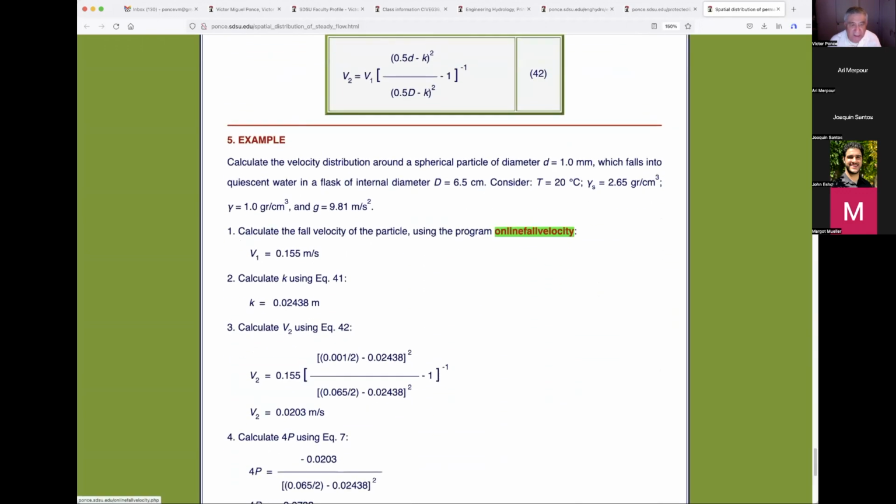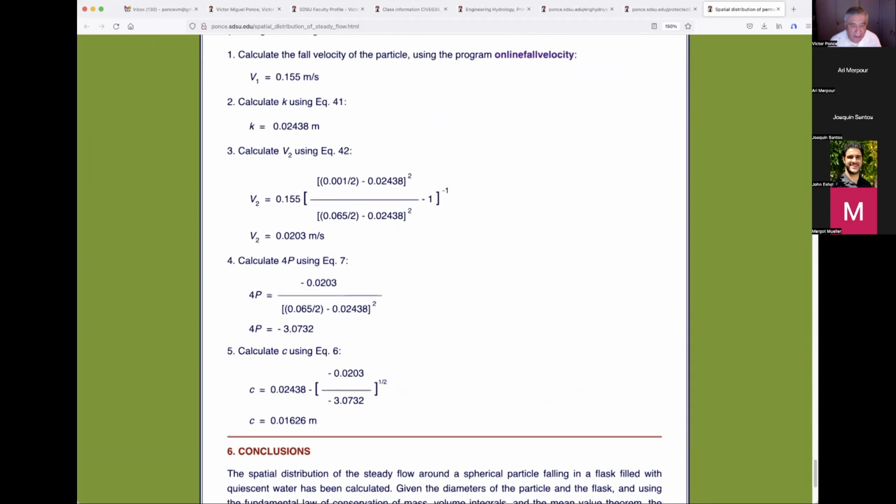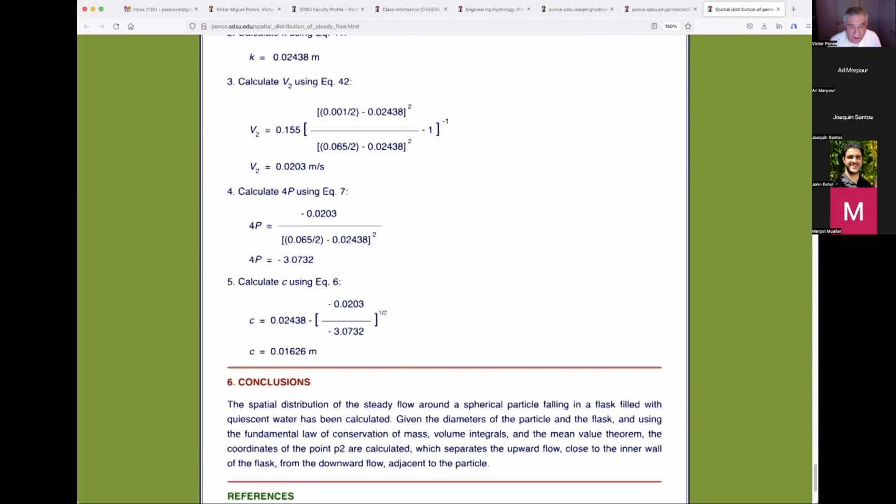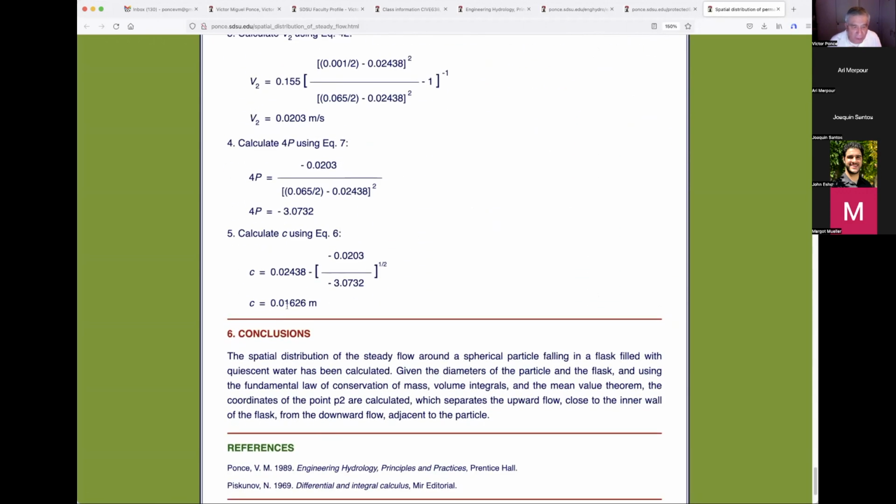We finally have an example where we calculate the C. In this case it is 0.01, for the case of a particle diameter of 1 millimeter and a total diameter of 6.5, the flask diameter. This is just an example, and we're going to be using the calculations, particularly equation 42, in order to get the answer. And the answer is 0.16.